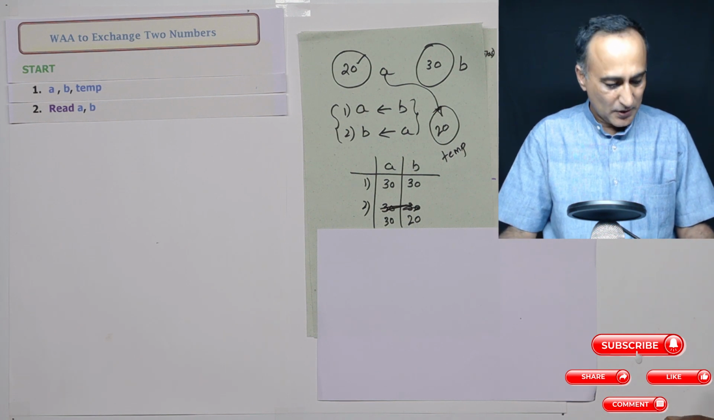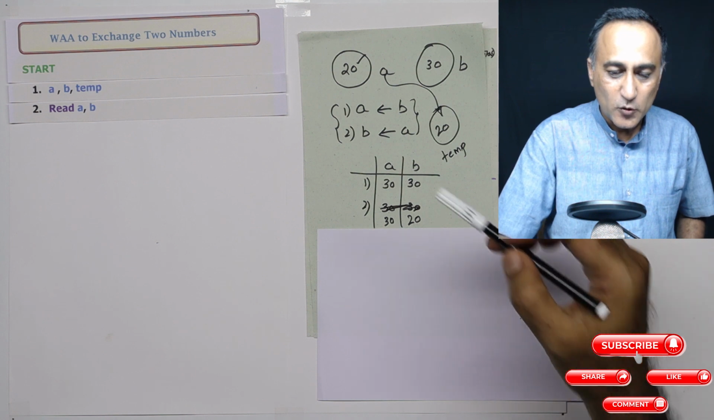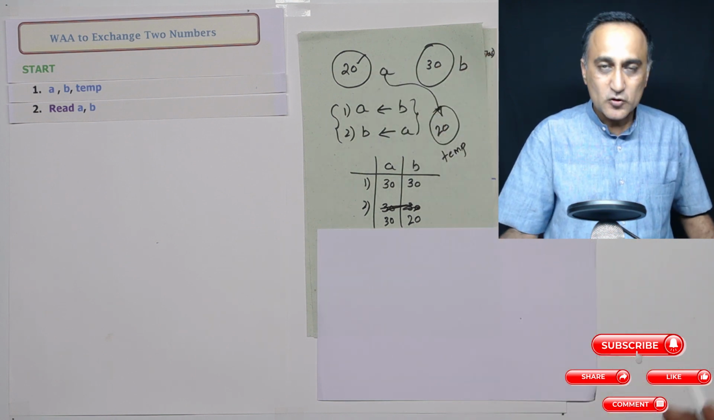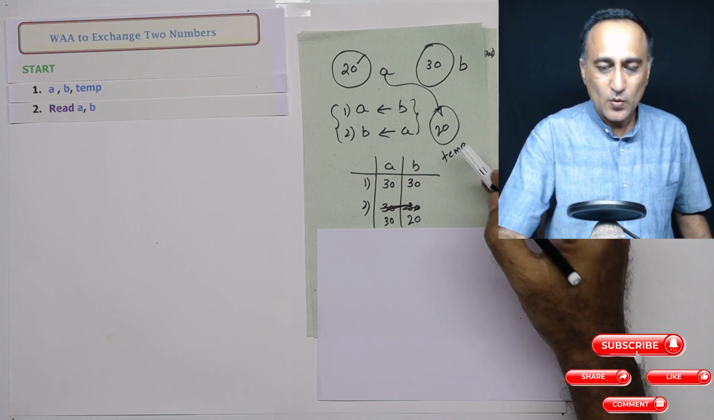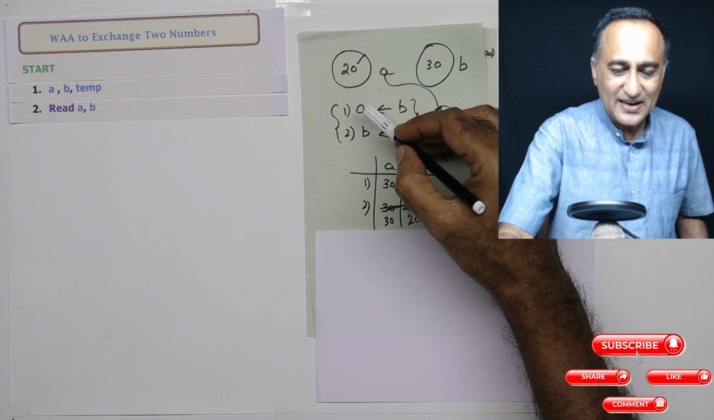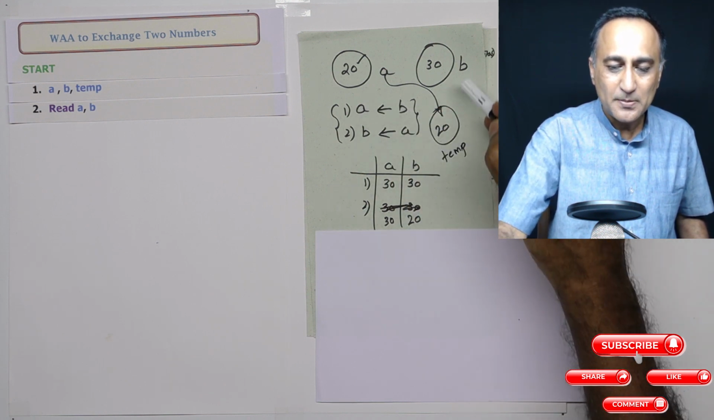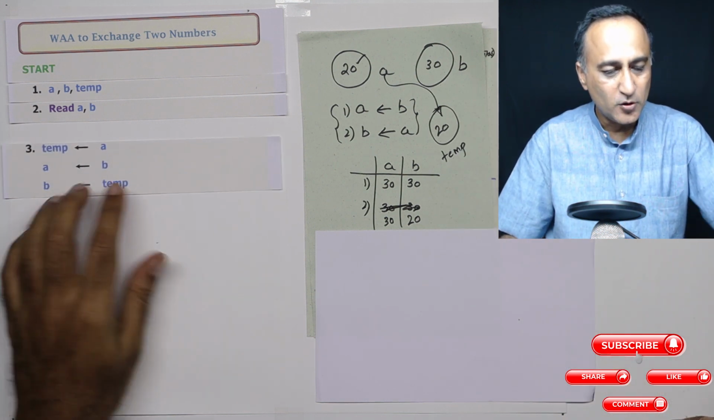And then I'm going to do this particular process. First, I need to take the value of A and copy it to temp. So the logic for that is temp is assigned the value of A. Once temp gets the value of A, then I can say A takes the value of B. And the third step is B takes the value of temp. So this is how your logic is really going to look.